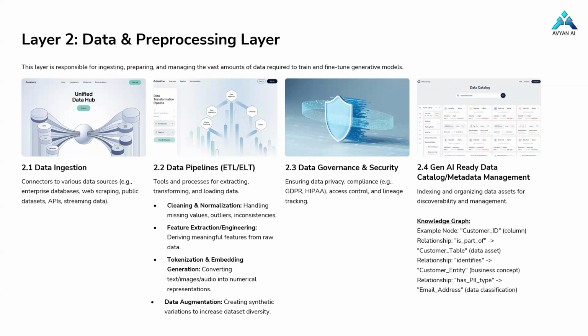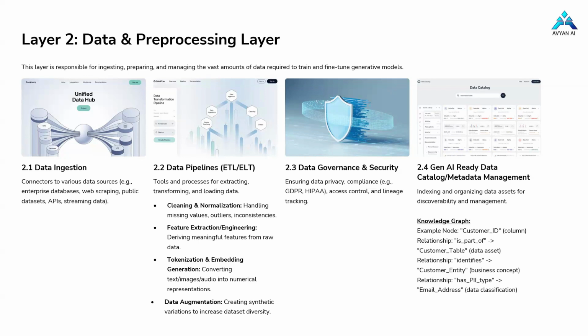So knowledge graph is one of the most used mechanisms to create the metadata. So for example, customer ID, right? Column. What is the relationship to it? What is it part of? It's part of the customer table. How it identifies through the customer entity table. That's a business concept when you say entity, right? Does it have a PII type, personal information, right? Email address is the PII type.